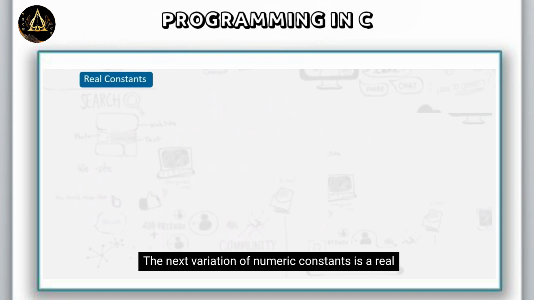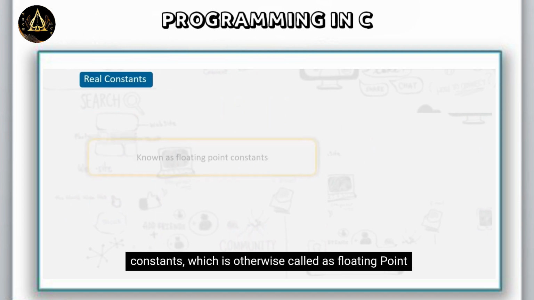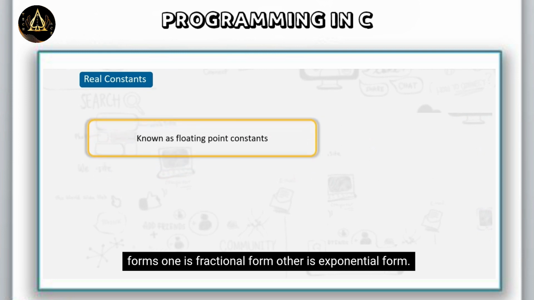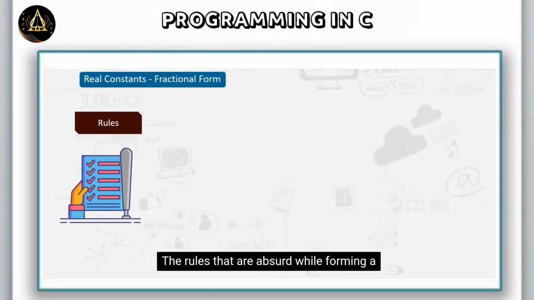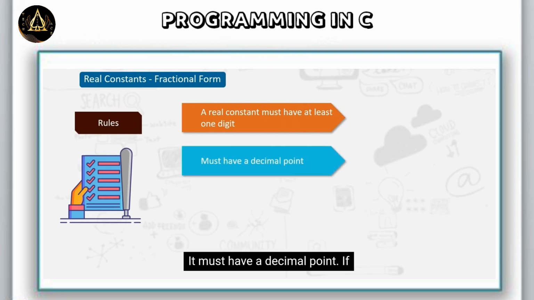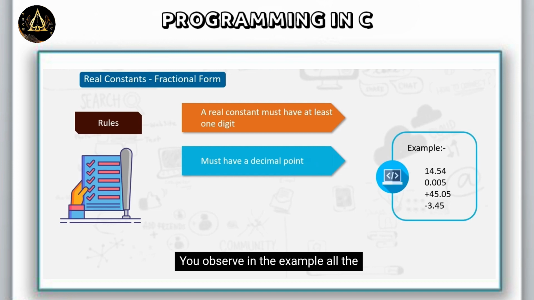The next variation of numeric constants is real constants, which are otherwise called floating point constants, which come in two forms. One is fractional form, the other is exponential form. The rules observed while forming a fractional real constant are that it must have at least one digit. It must have a decimal point. If you observe in the example, all the numbers that are represented here have a decimal point.